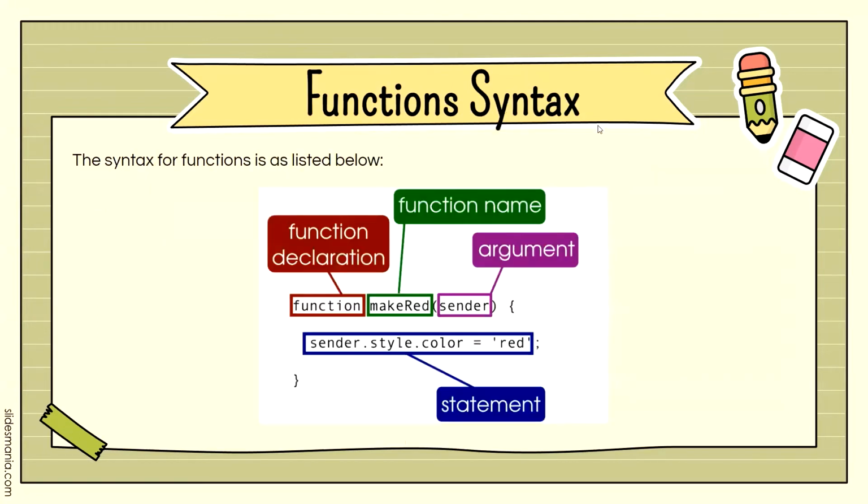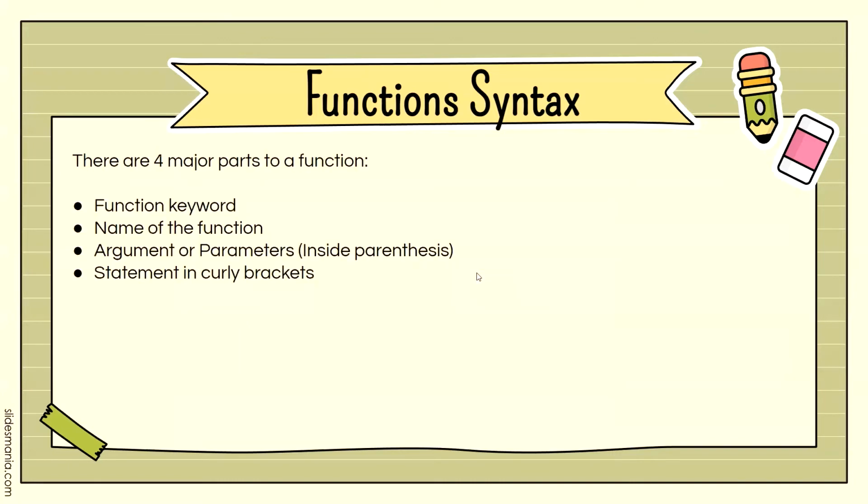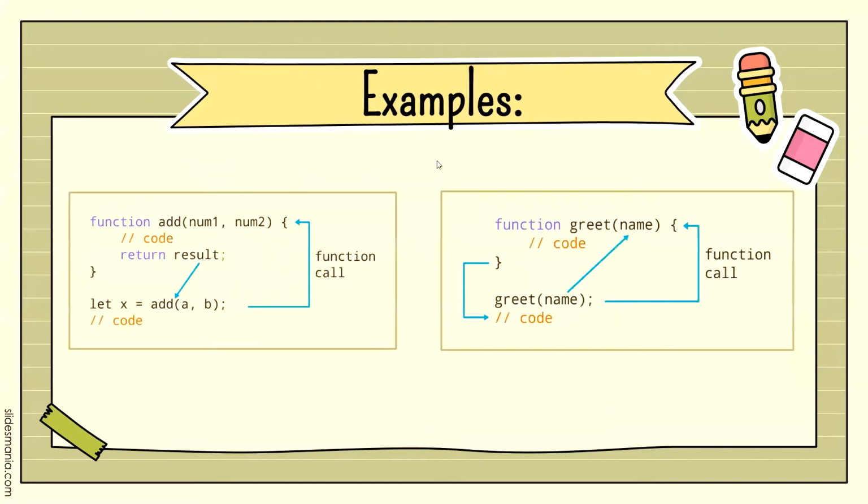So let's look at the function syntax in JavaScript. First we have our function declaration. In front of every function you need to have this function word. Then you have your function name, and in your function name you cannot add a space, so that's why they have it together here. You can also put an underscore or a dash. Then you have your argument in two parentheses. Then you have the curly brackets, and inside the curly brackets is a statement. So here are the four major parts: the function keyword, name of the function, argument or parameters inside parentheses, and statement in curly brackets. So now let's look at some examples.